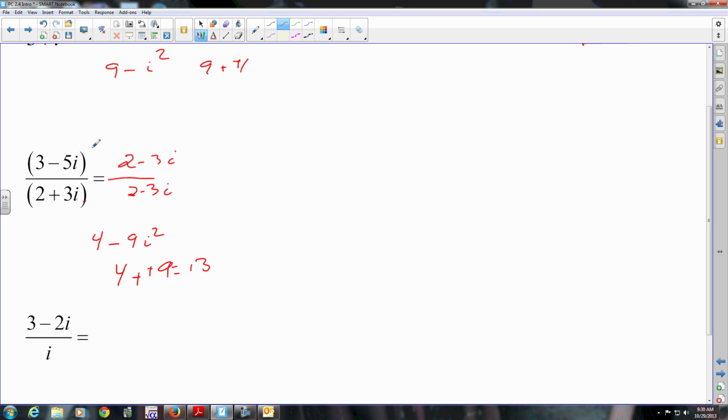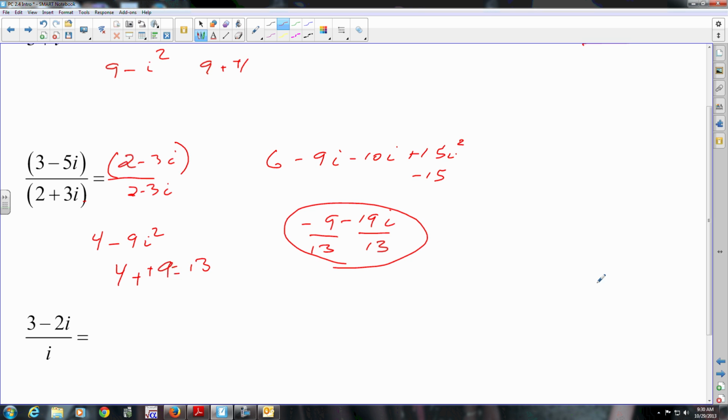The top, you're going to have to FOIL it out. There's no other way to go about it. So 6 minus 9i minus 10i plus 15i squared. So that would be minus 15 and 6 gives you minus 9 minus 19i, and they both have to be divided by 13. So then this would be your final answer.